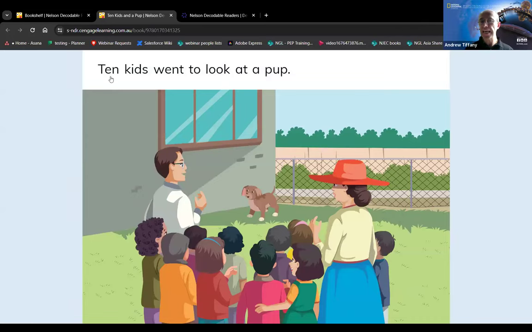So as we go, 10 kids went to look at a pup. And I can model the right kind of pronunciation and fluency and pacing as we go. Maybe I go back and do it again in a much more fluent way. 10 kids went to look at a pup. And then on a particular word, I might want to focus on it. Maybe this one, right? Let's listen to the word.